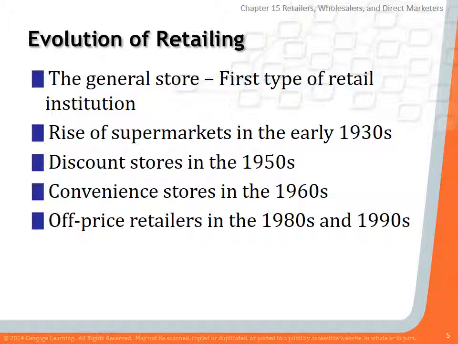Then in the 1960s, you had the rise of the convenience store, and those helped satisfy customers' needs for convenience and also for speed. And then in the 1980s and 1990s, you had the off-price retailers which came into vogue, and those stores sold brand name merchandise but at lower prices. For example, someone like TJ Maxx.